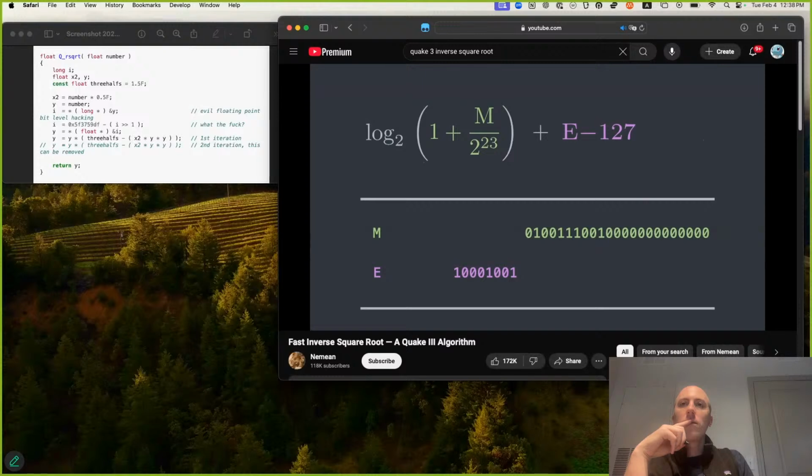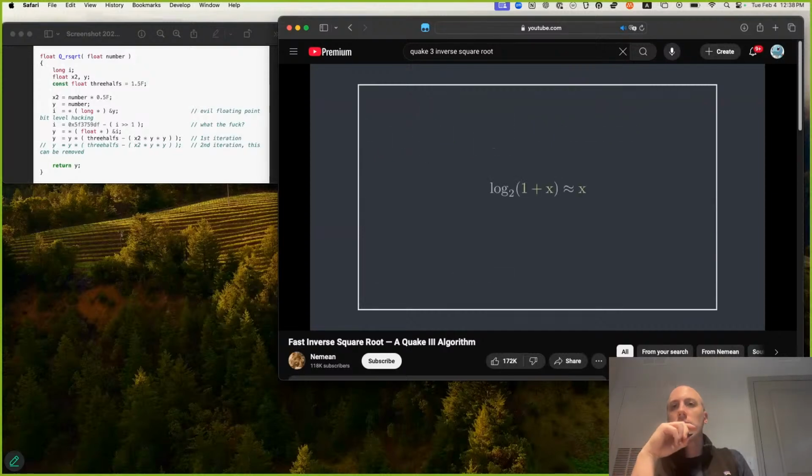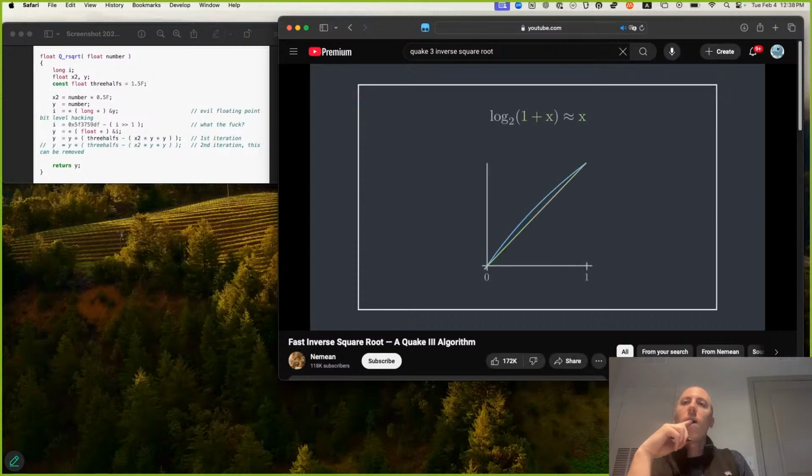But not so the creators of Quake. Developer Gary Tarolli knew a trick to get rid of the logarithm. You see, the trick is an approximation to log of 1 plus x. For small values of x, log of 1 plus x is approximately equal to x. If you think about it, this approximation is actually correct for x equals 0 and x equals 1.